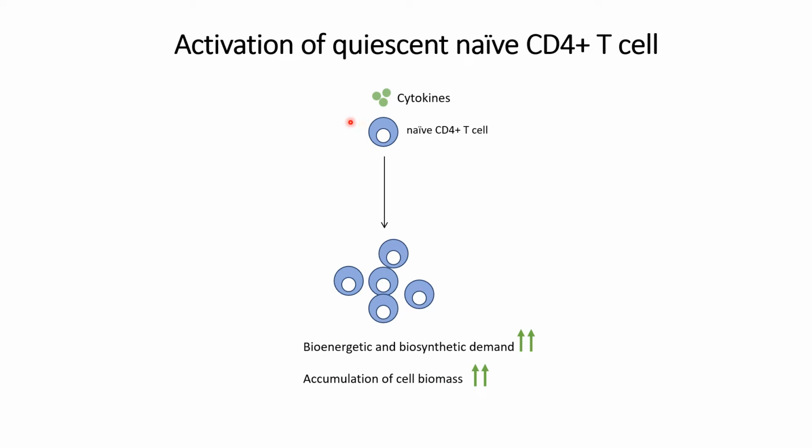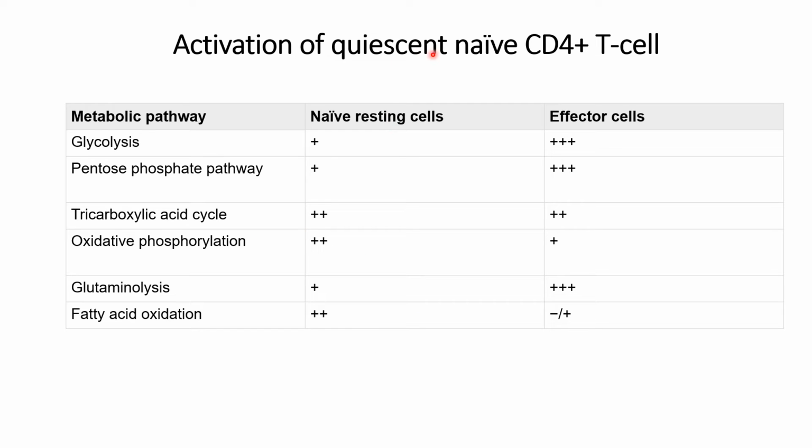So during the immune response, when CD4 T cells are activated, they will proliferate. And during the rapid proliferation, there will be an increase in bioenergetic and biosynthetic demand, and there will be accumulation of cell biomass. To fulfill these demands, there will be metabolic rewiring and adjustment in the metabolism of T cells. If we compare the metabolism of effector T cells with the naive resting T cells, effector T cells are highly glycolytic and they also use glutaminolysis. On the other hand, naive resting T cells use oxidative phosphorylation and fatty acid oxidation for energy generation.